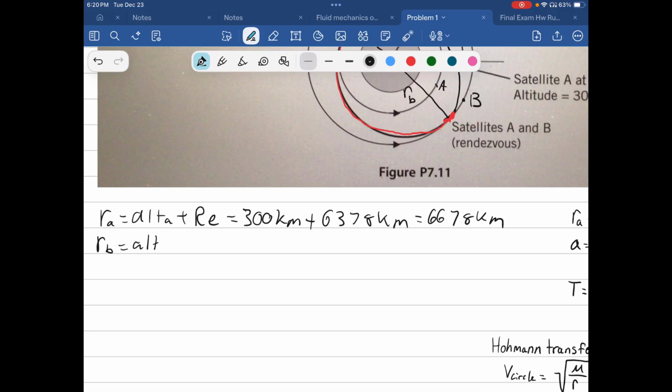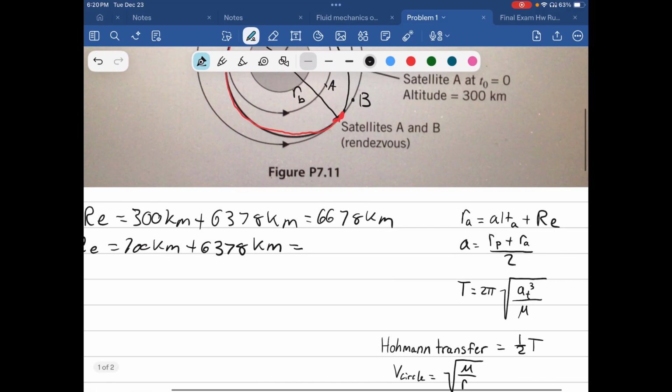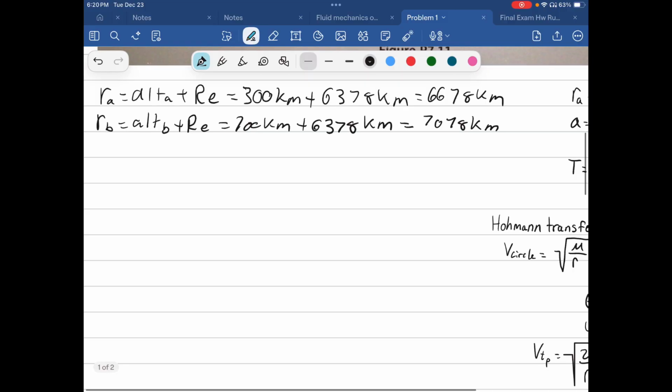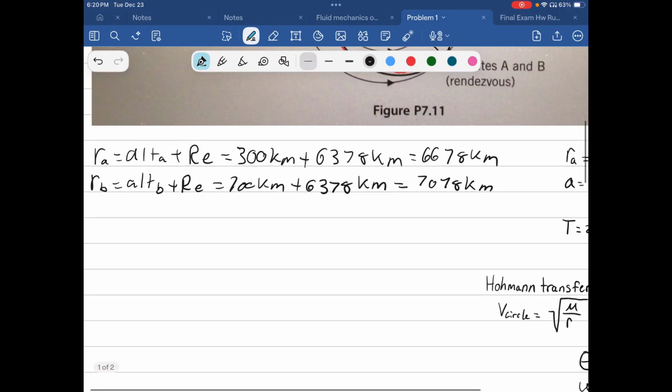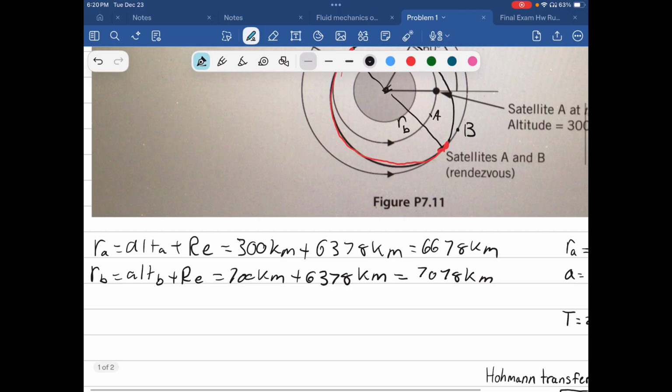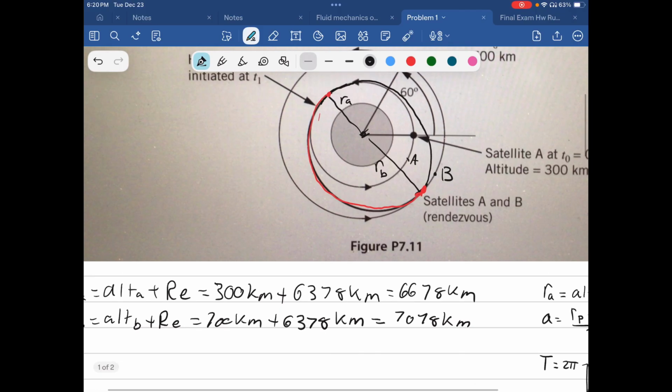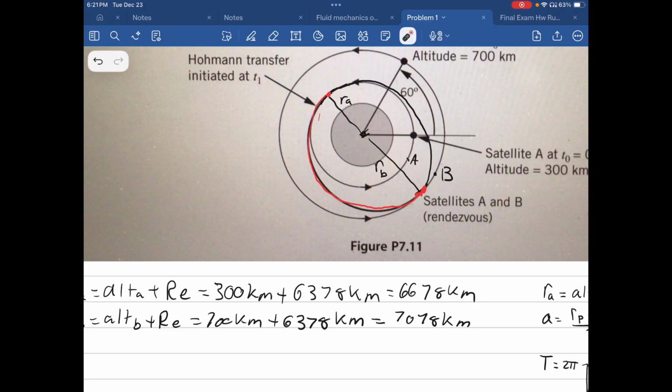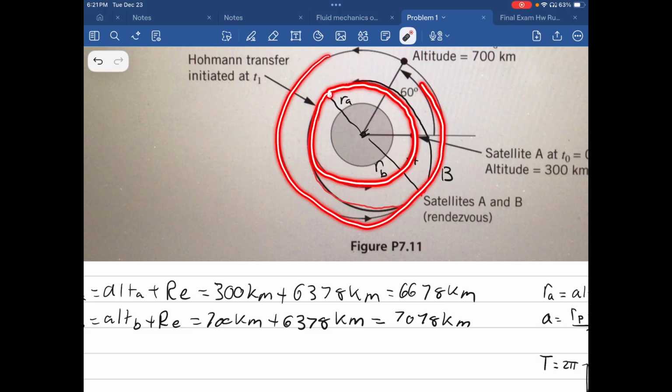RB, we do the same thing: altitude of B plus RE equals 700 kilometers plus 6,378 kilometers, which gives us 7,078 kilometers. All right. And so now that we have the radii of satellites A and B, we know that since it's a Hohmann transfer, we're going to have an elliptical transfer going from orbit A to orbit B.